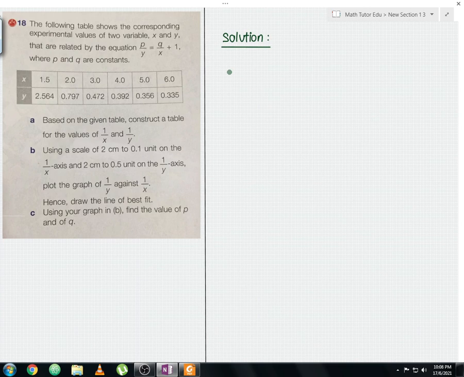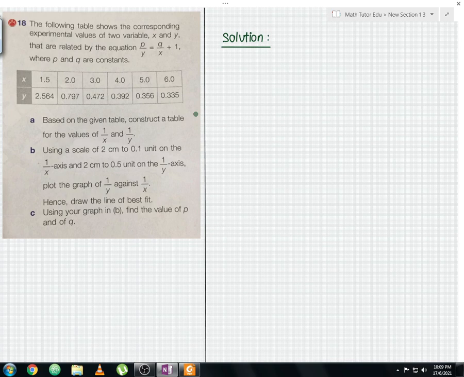Okay, let me read the question now. The following table shows the corresponding experimental values of two variables x and y that are related by the equation p over y equals q over x plus 1, where p and q are constants. So this is the respective values of x and y. So continue to read the question. Based on the given table, construct a table for the values of 1 over x and 1 over y.